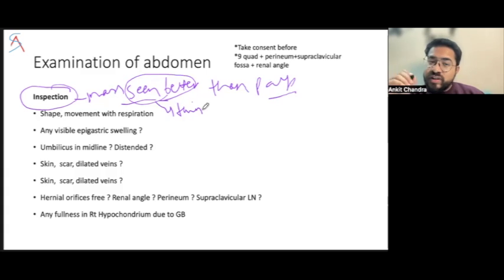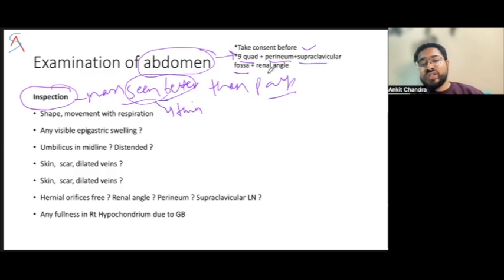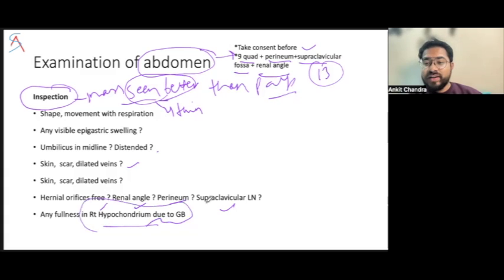Before the abdomen examination, you have to take the consent. Make sure you take the consent. And whenever you examine the abdomen, you have to examine all the 9 quadrants, as I already told. Look at the perineum, the supraclavicular fossa and renal angle. Do not forget that. Comment on the shape, whether the abdomen moves with respiration or not. Any visible epigastric swelling. Comment about the umbilicus, whether it is midline or distended. Comment on the scar or veins. Look for the hernial orifice, renal angle, perineum, supraclavicular lymph node. Any fullness at the right hypochondrium could be due to the gallbladder.